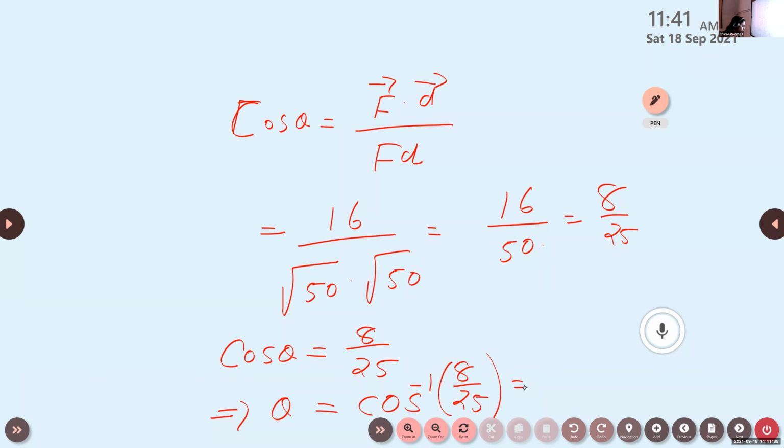If you have permission to use the calculator, you can use it and find the answer. Otherwise, if you find up to here, you will get the marks. Theta is equal to cos inverse 8 by 25. I think you don't have permission to use the calculator in exam halls, right? Yes. Okay. So theta is equal to cos inverse 8 by 25.